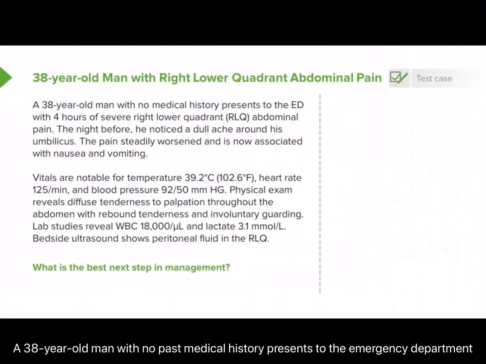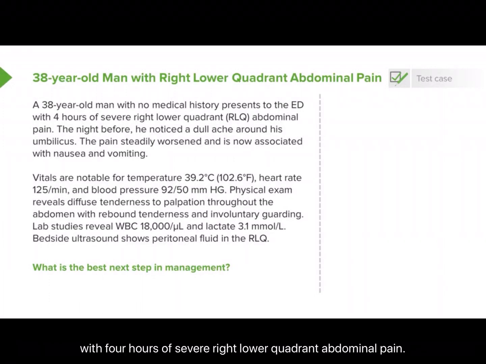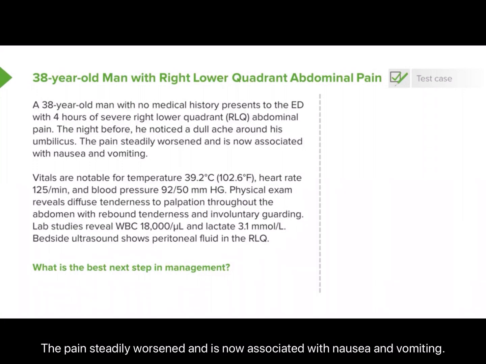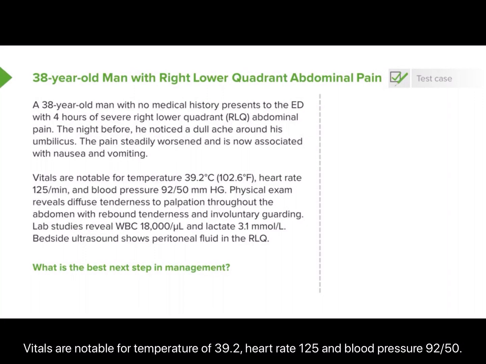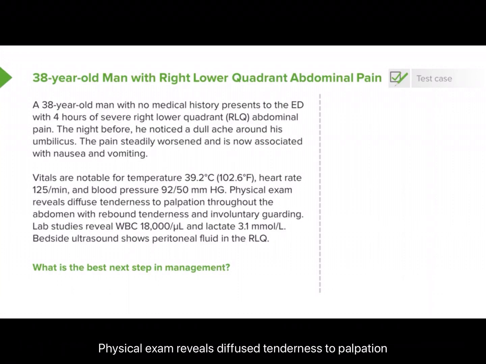A 38-year-old man with no past medical history presents to the emergency department with 4 hours of severe right lower quadrant abdominal pain. The night before, he noticed a dull ache around his umbilicus. The pain steadily worsened and is now associated with nausea and vomiting. Vitals are notable for temperature of 39.2, heart rate 125, and blood pressure 92/50. Physical exam reveals diffuse tenderness to palpation throughout the abdomen, with rebound and involuntary guarding.